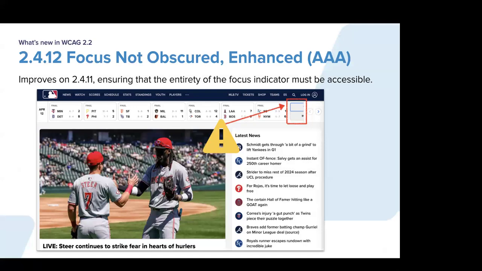And then this is also common about these success criteria. So 2.4.12, it's again focus not obscured, but it's the enhanced version. So this is how you can get to AAA. This improves on the previous one, 2.4.11, ensuring that the entirety of the focus indicator must be accessible.